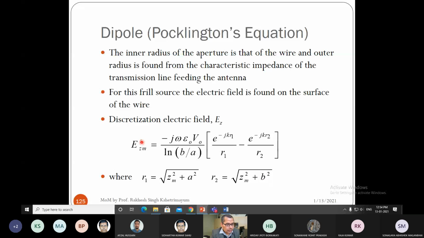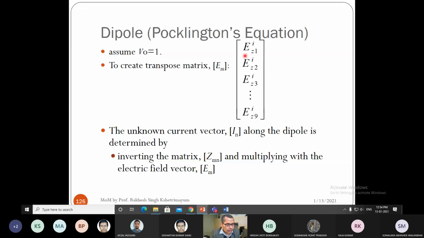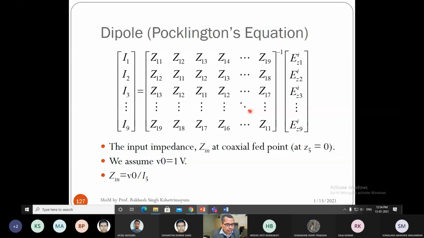So once you have Ez, you have everything now. You have the Z matrix, you have the Ez matrix. You can find out the I matrix as the inverse of the Z matrix times the Ez matrix, and you know how much voltage you are applying at the center. So now we have 9 subsections. Center is at I5. So I know how much voltage I'm applying. 1 volt. 1 divided by the value of I5 I get from this. I can get the input impedance of the dipole. I think that is good enough for this class.